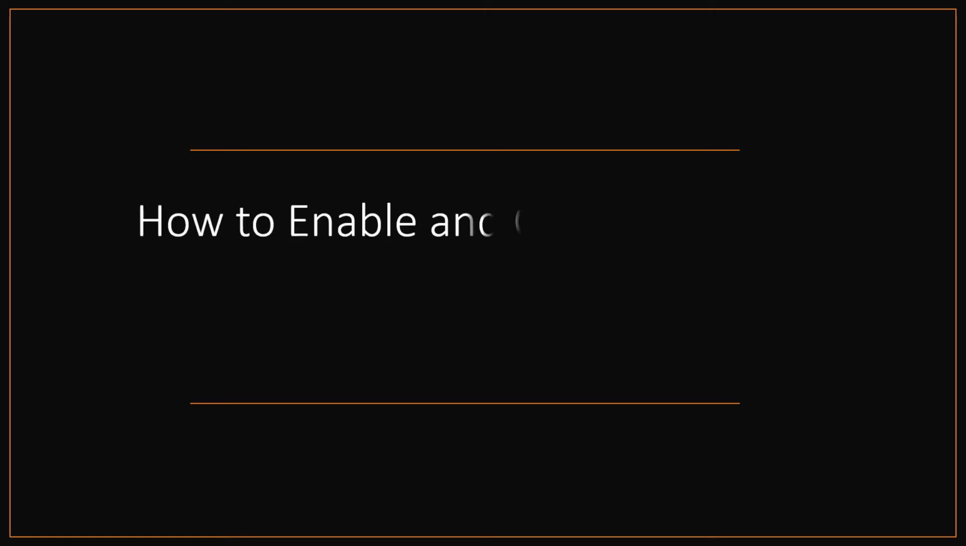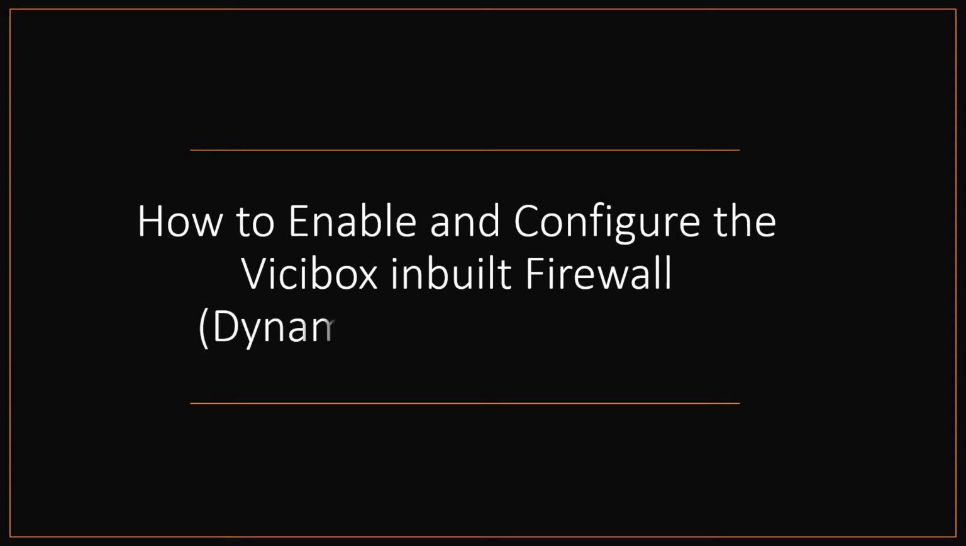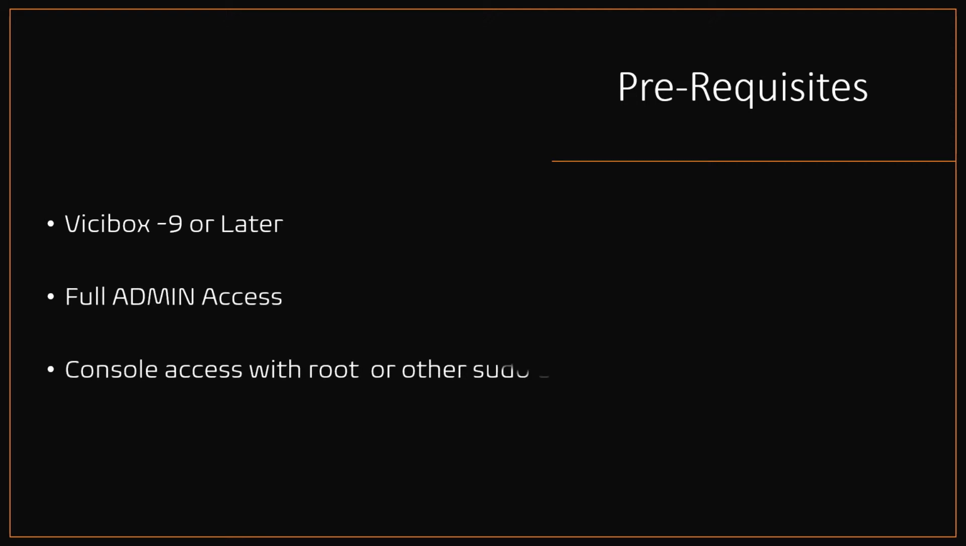In this video, I am going to show you how to enable and configure the Vicibox inbuilt firewall, also called Dynamic Good Guys or DGG. Prerequisites before we start: Vicibox 9 or later installed, admin access with necessary permissions, Linux console access with root or other sudo users. Before we start configurations, let's see what security options are provided by the Vicibox Firewall.